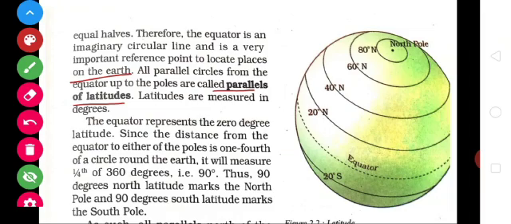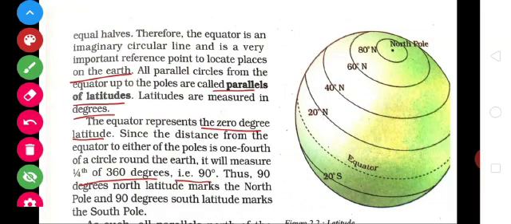Latitudes are measured in degrees, like 0 degree, 20 degree. The equator represents the 0 degree latitude. Since the distance from the equator to either of the poles is 1/4 of a circle round the earth, it will measure 1/4 of 360 degrees, that is 90 degree latitude.